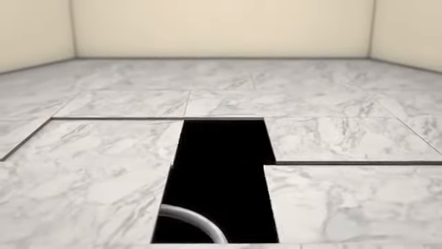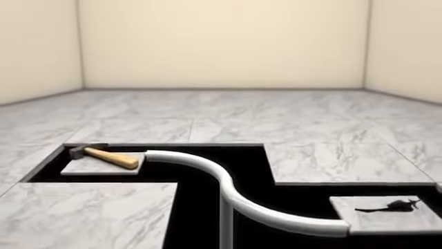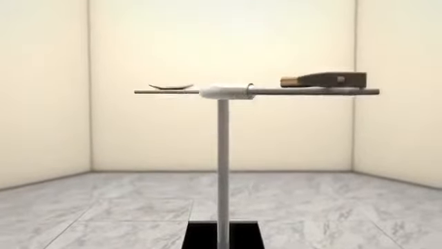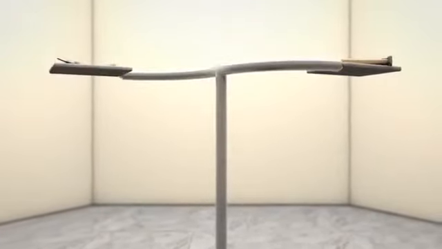In our third experiment, let's drop a hammer and a feather from the same height at the same time. What does your intuition tell you will happen? Most people imagine the hammer hitting the ground first, because it's heavier, so it falls faster. Let's try it out.